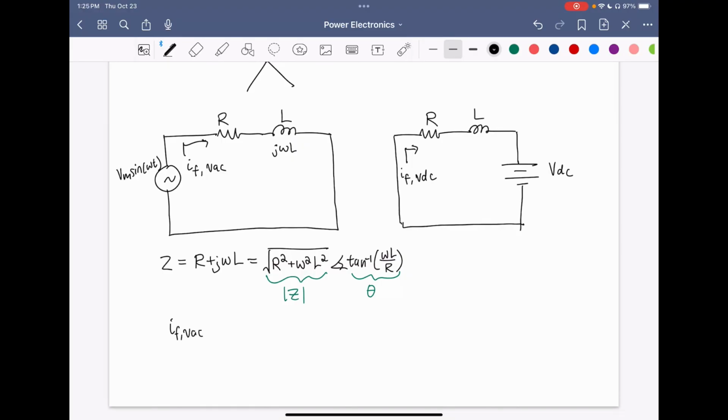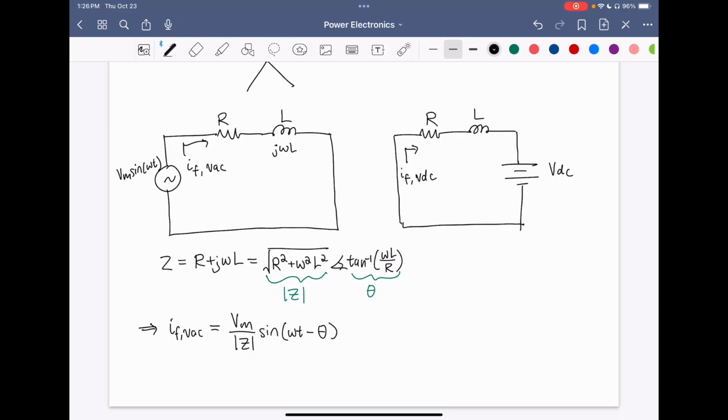For I_F,VAC, we just have a voltage and an impedance. So it's going to be equal to the magnitude of the voltage, which is Vm, over the magnitude of the impedance. And then we know it's going to be a sinusoid through this linear network. So we're going to have sine omega t, which is the same phase as the source, divided by the impedance. So the phase is going to subtract from it, so minus theta. So this is our expression that we found for I_F,VAC.